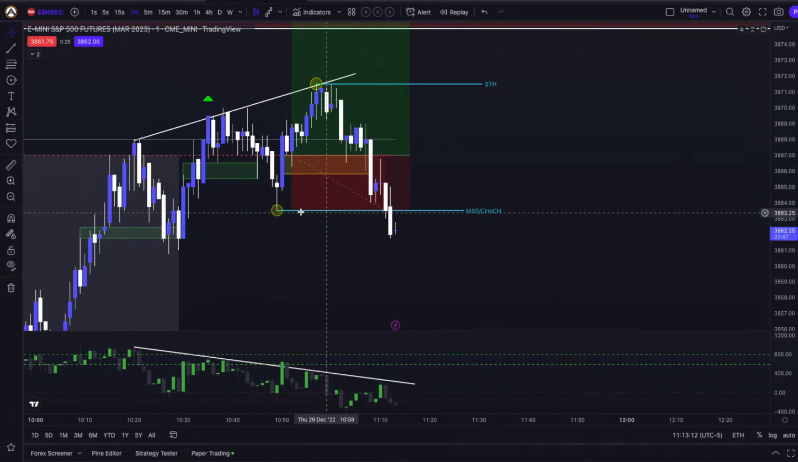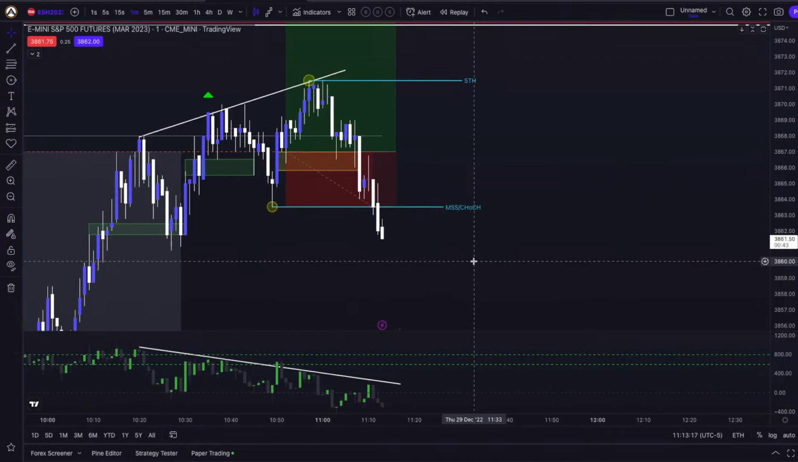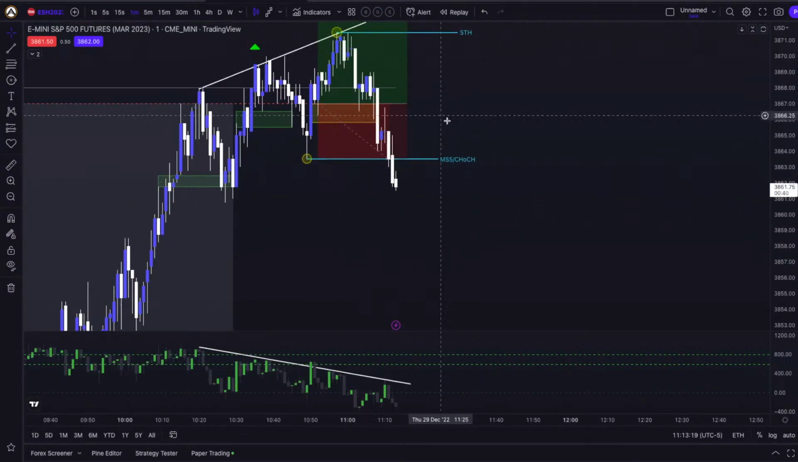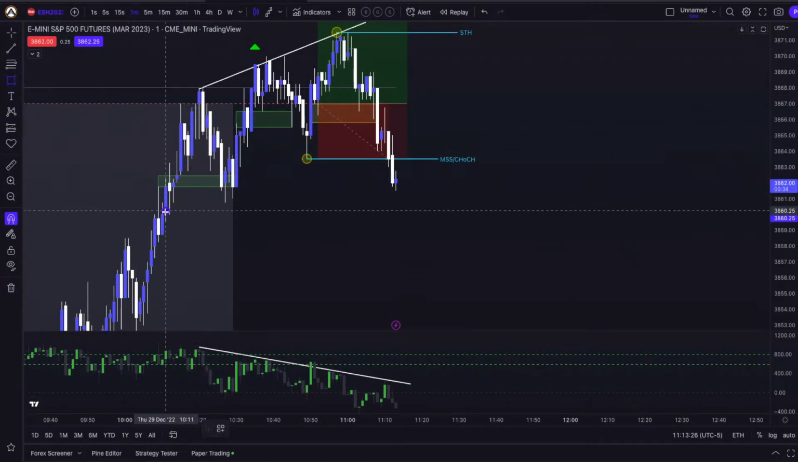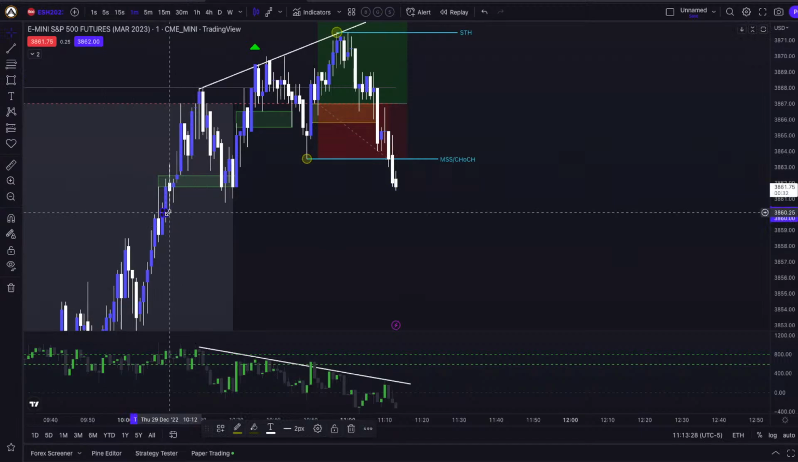So now we actually have a market structure shift, change of character, to look for an entry opportunity short into this potential pullback. We can also draw in our volume imbalances that are still left here on a 1-minute time frame. I think we don't have any on a 5-minute time frame.